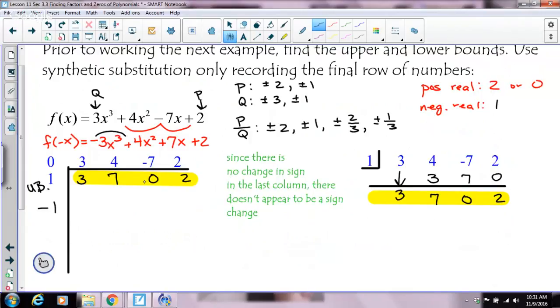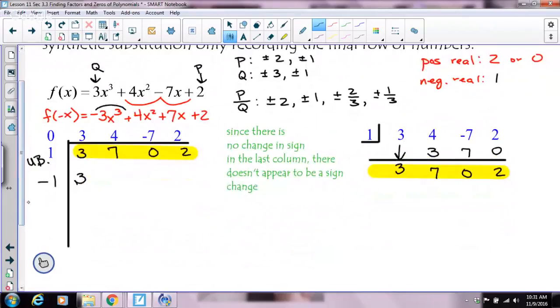I just want you to see where that row came from, okay? So the first thing is always bring down the first one, 3. Do you remember how to do this? 3 times -1? -3 plus 4. 1. -3 plus 4 is 1. 1 times -1. And -1 plus -7. And -8 times -1. And 8 plus 2.